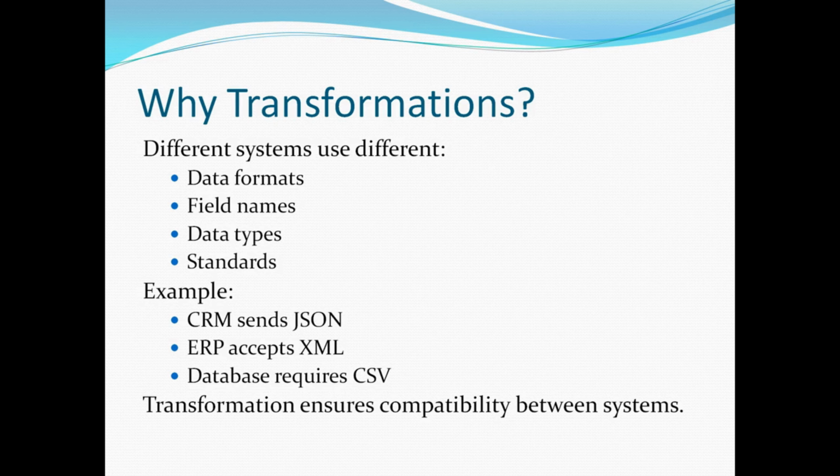Why are we using the transformation? As I mentioned, different systems use different data formats, different field names, different data types. So there are different standards used between source and target systems. So when we create a flow in iPaaS, we have to convert the data between the source and target system. Here are some examples. CRM sends the data in JSON, but the ERP system accepts XML format. So in that case, we have to convert the data from JSON to XML. Then we are querying data from a database and sending it as a report. So in that case, we have to convert the database data into CSV format. So the transformations ensure compatibility between the systems.